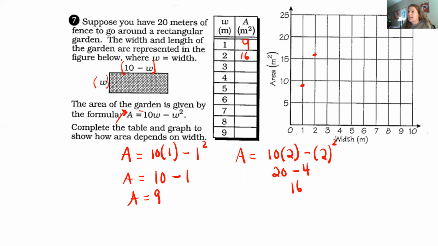Okay. So that's all you're doing. You're just simply plugging each of these values into this equation. You're filling out your t-chart and you are graphing it.